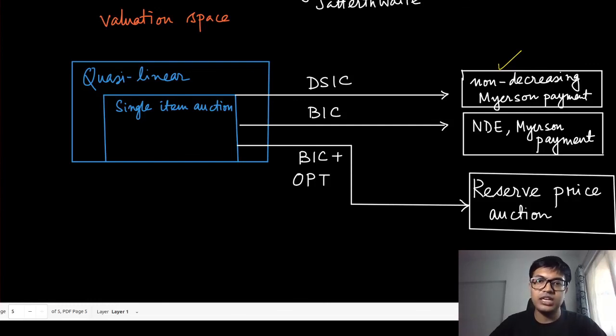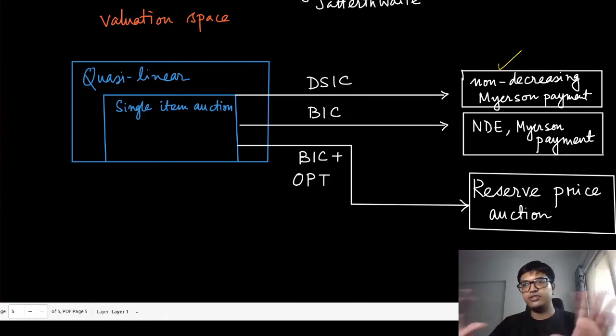Now, if I look for BIC as well as an optimal mechanism, which maximizes the revenue, then it leads to a reserve price auction. So we have the same auction as the second price auction, but with a reserve price. The reserve price has to be set based on the priors that we have. But the point is that we can design a mechanism, and that mechanism happens to be very simple: a second price auction with a reserve price, and that maximizes the revenue for the auctioneer.